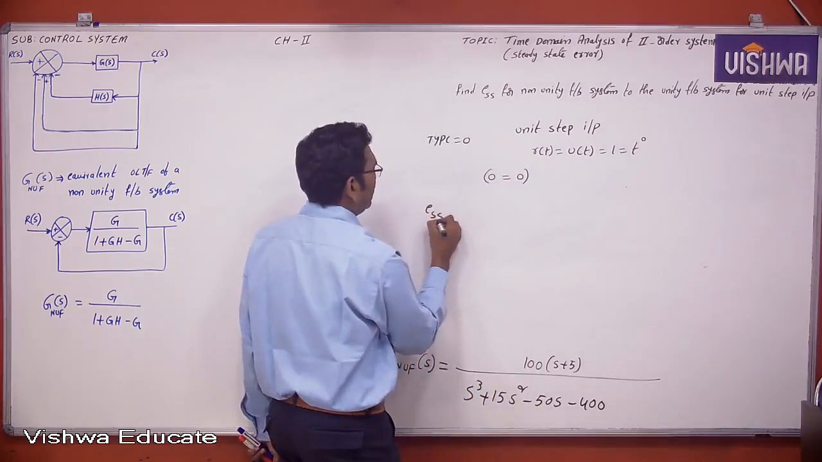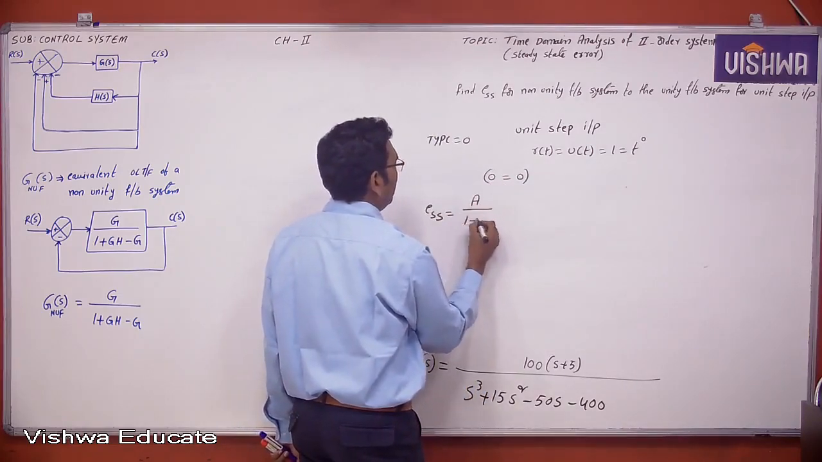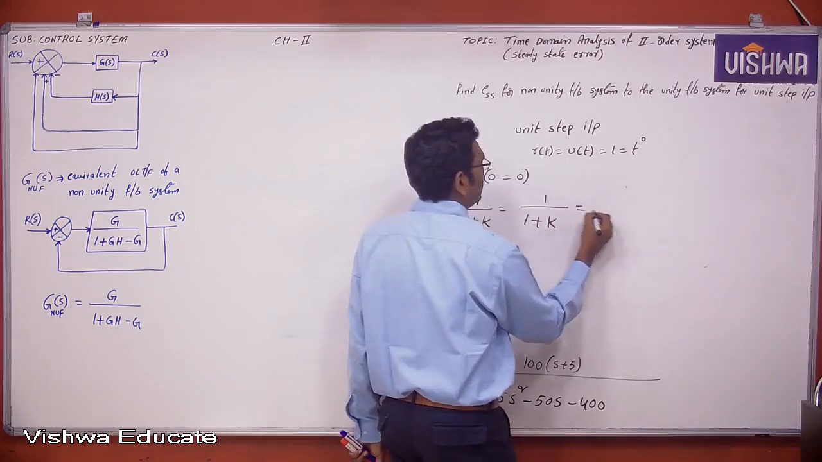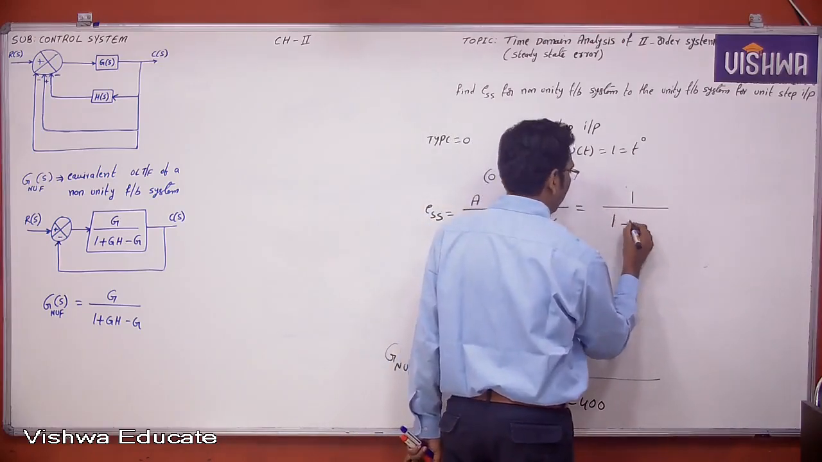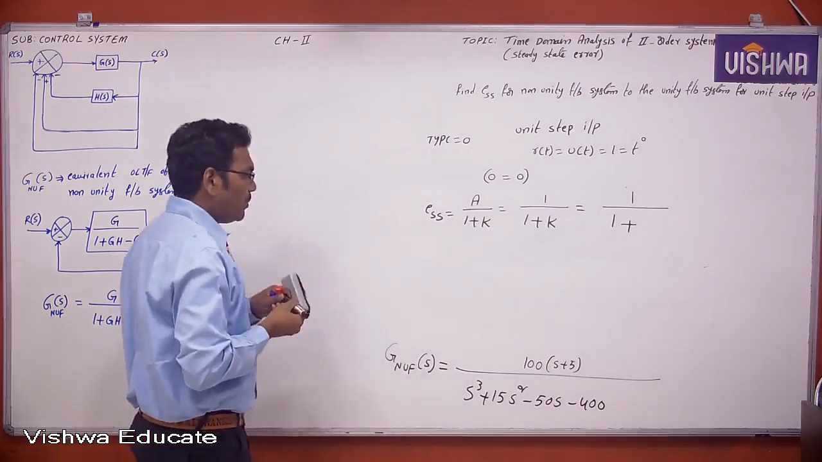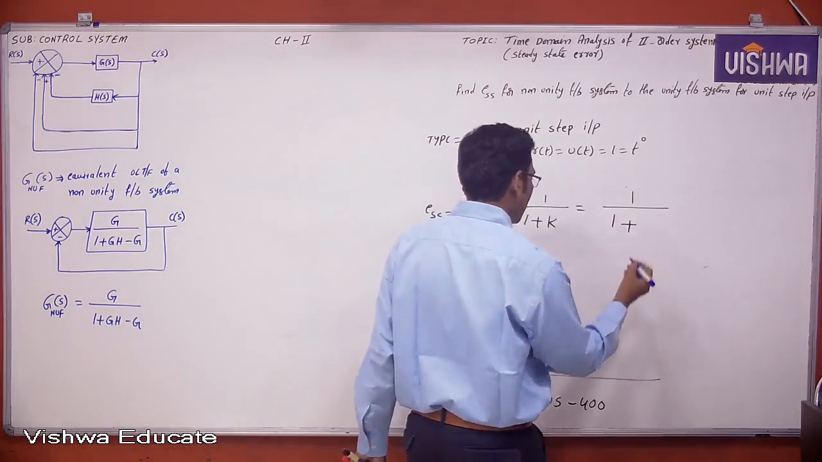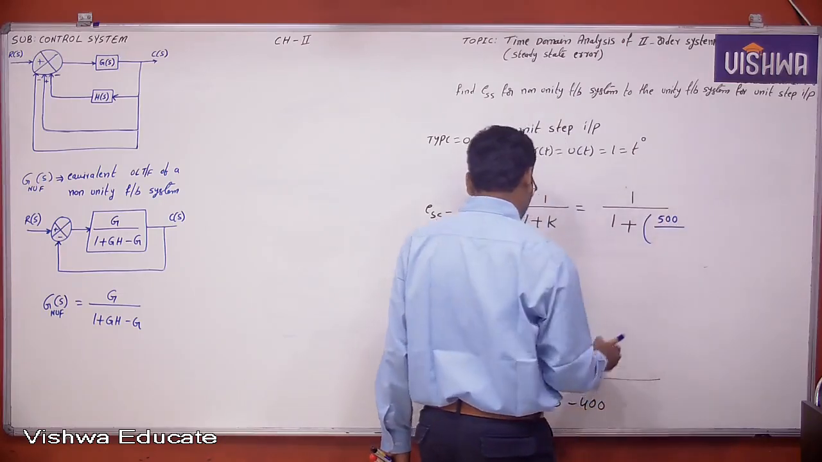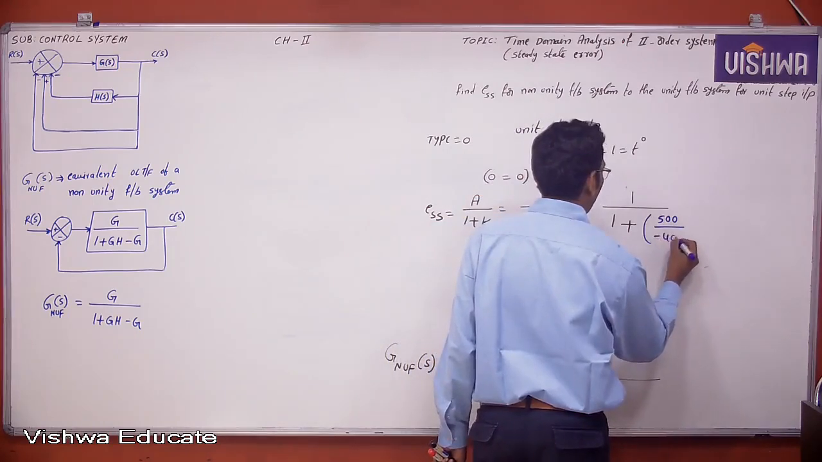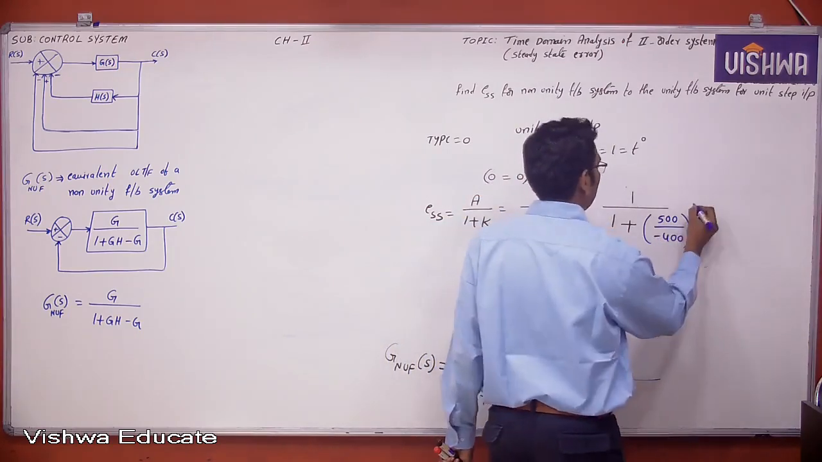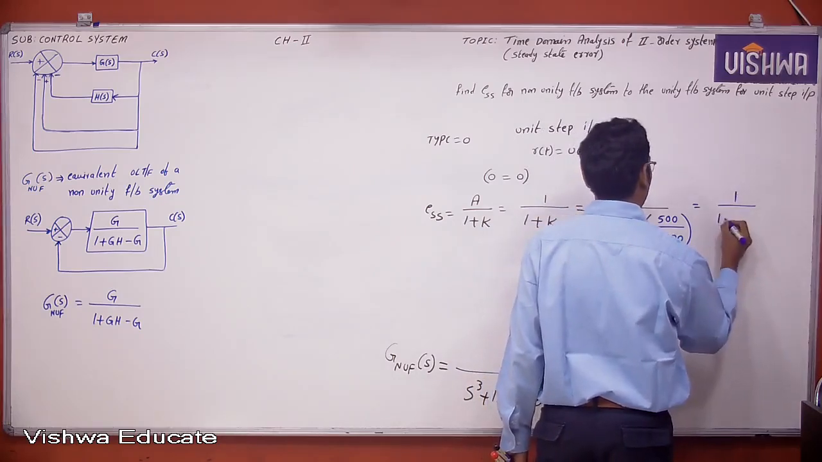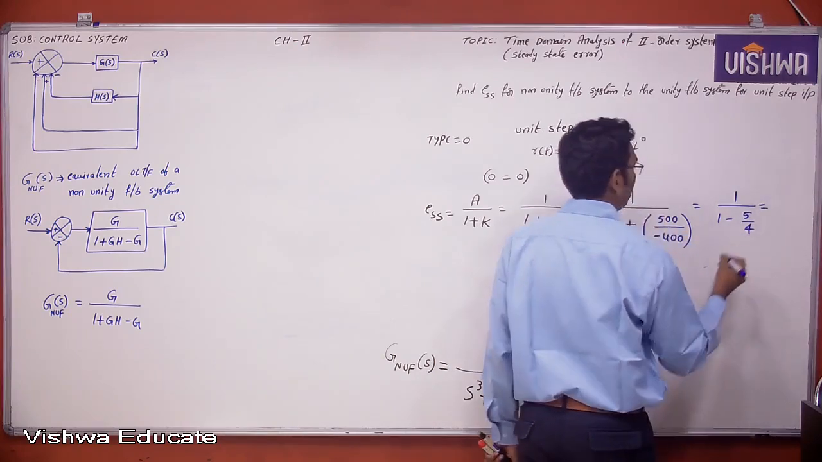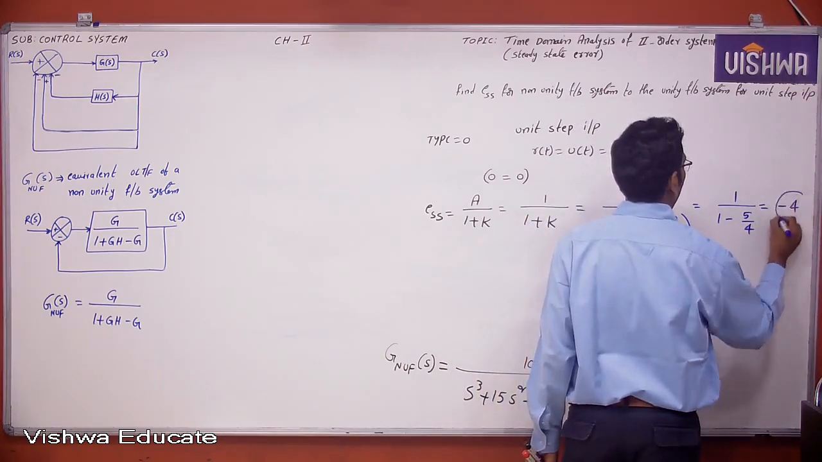Therefore, steady state error is equal to A by 1 plus K, which is equal to 1 divided by 1 plus K. K is numerator constant by denominator constant. Numerator constant is 500, denominator constant is minus 400. So it is equal to 1 divided by 1 minus 5 by 4, which is equal to minus 4. That is the answer.